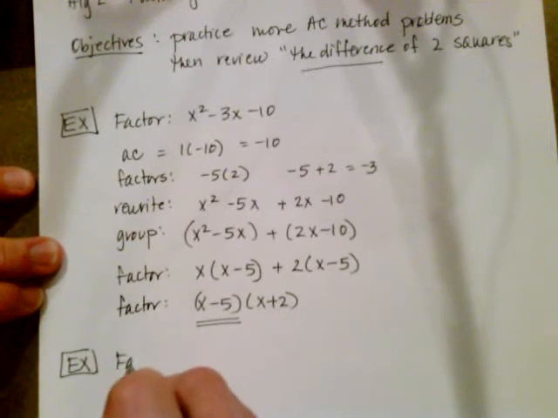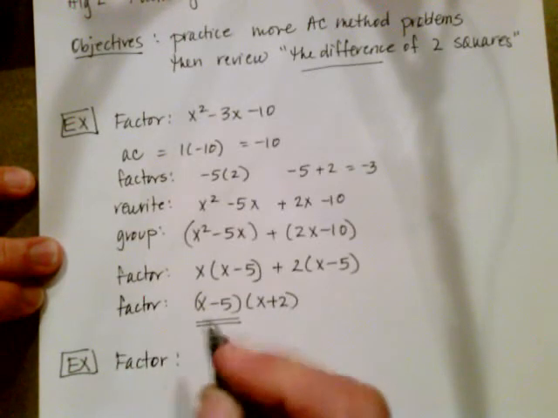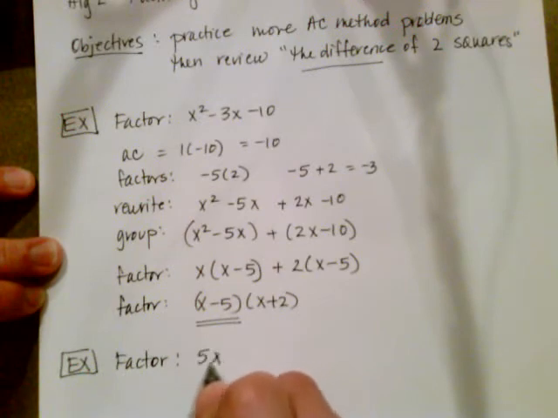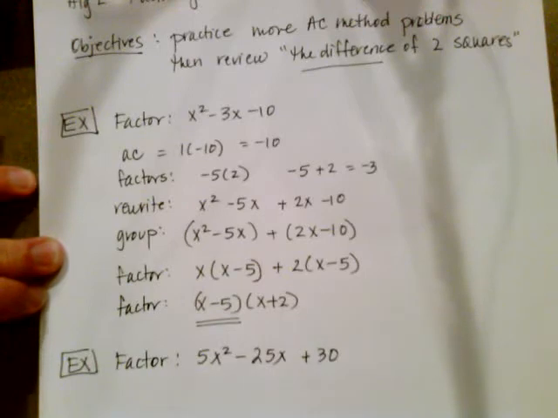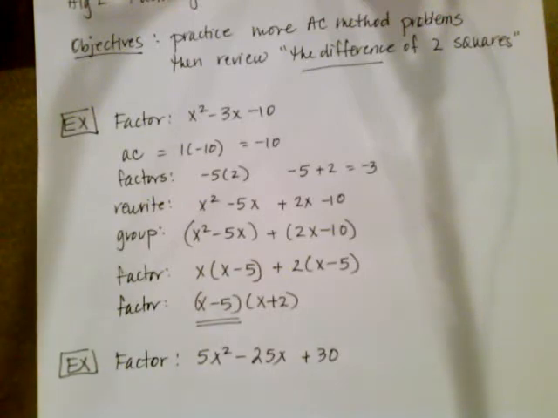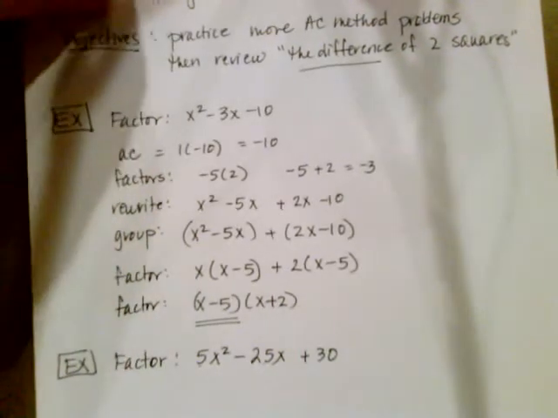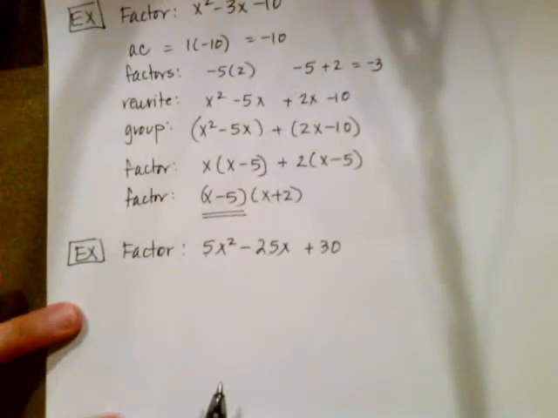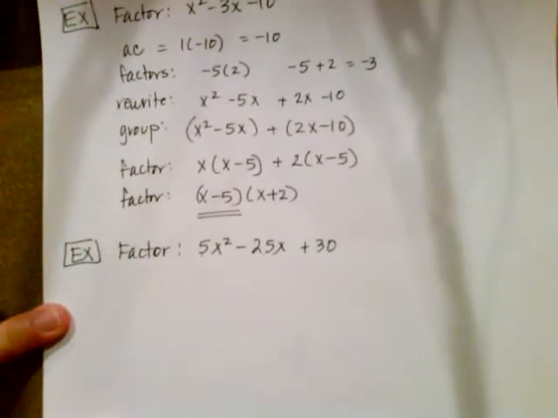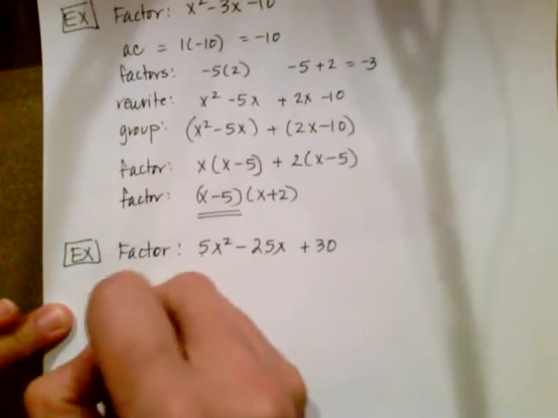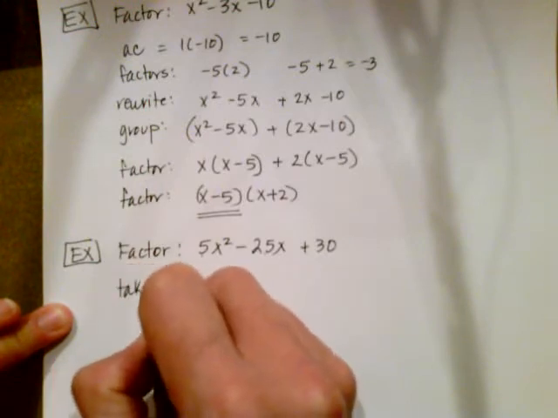And I want to factor 5x squared minus 25x plus 30. Okay? One of the things that you should notice before we get started is that this is divisible by 5, this is divisible by 5, and so is the 30. So before we actually start doing the AC method, I'm going to factor out the 5. Okay, so I'm going to take out a common term.